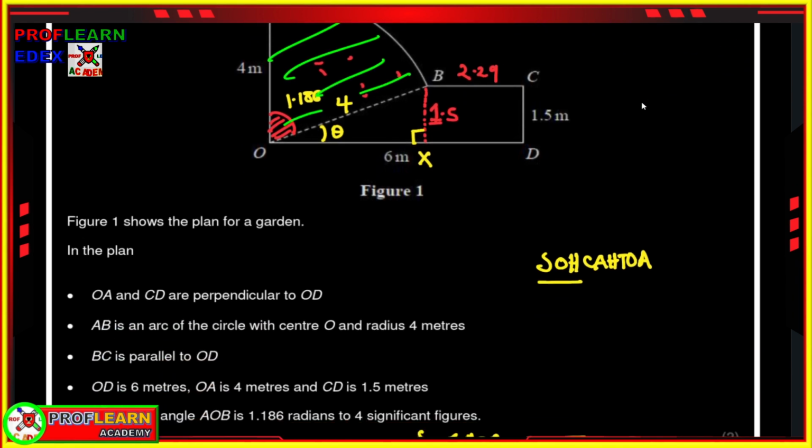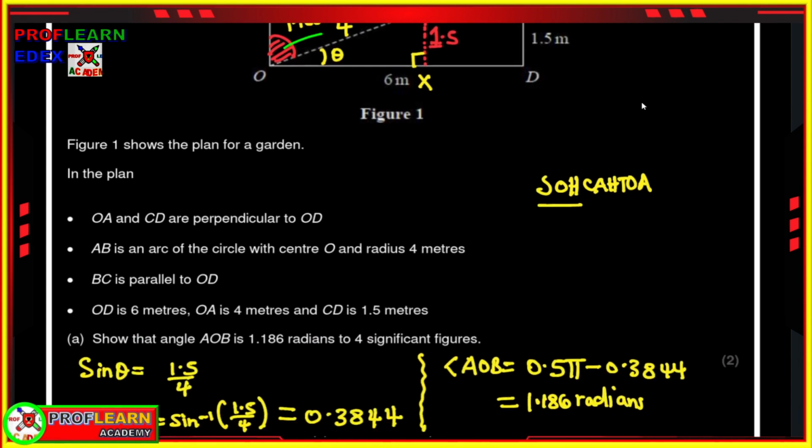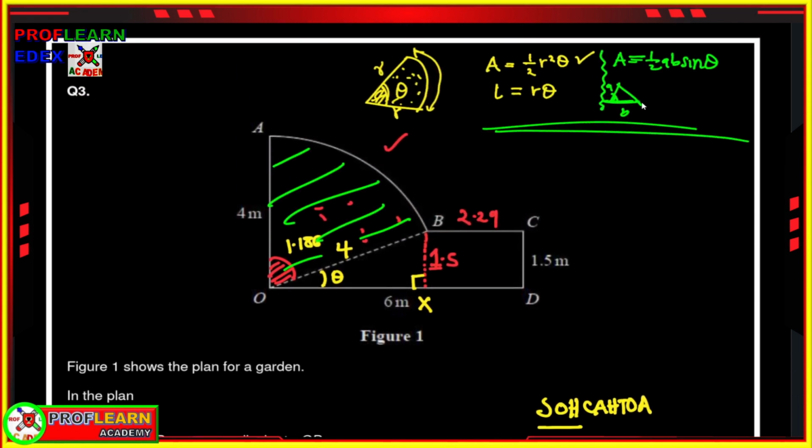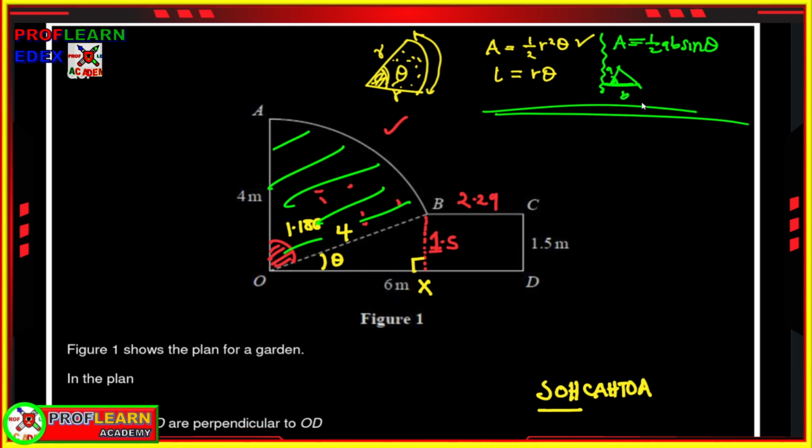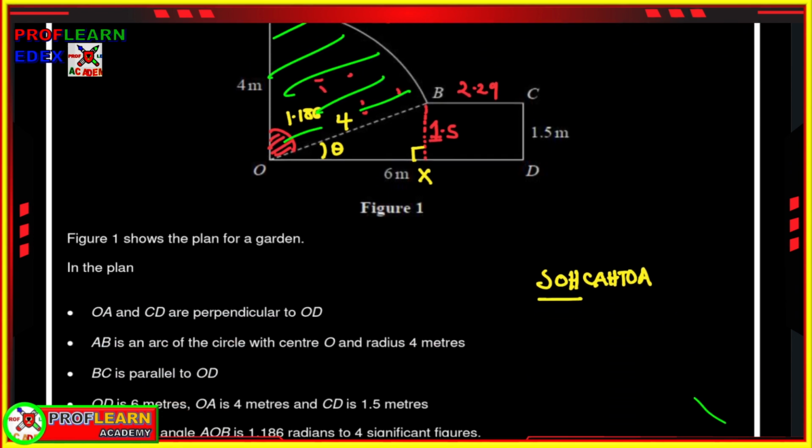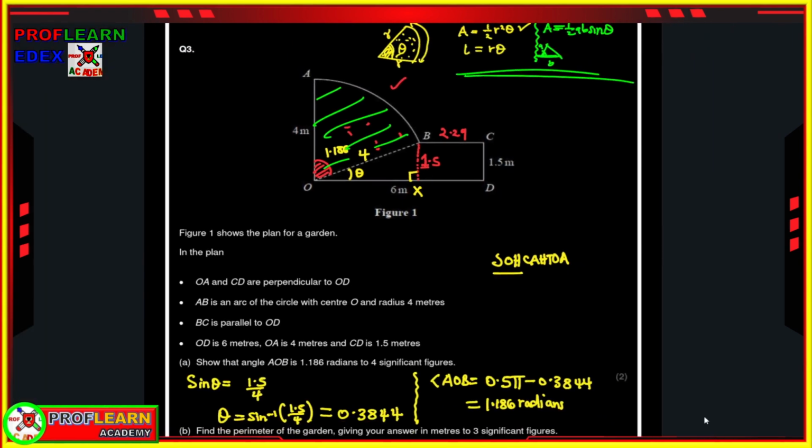Now let's look at the main question. We're told the figure shows the plan of a garden. OA and CD are perpendicular to OD. Okay, so let me just read. AB is an arc of the circle with center O and radius of 4 meters. BC is parallel to OD, and we are told OD is 6 meters. The dimension here is 6.